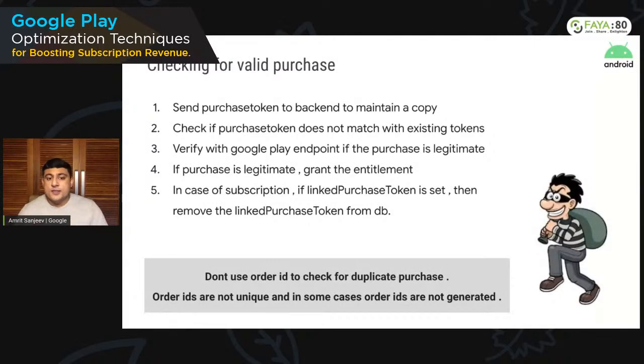Again, don't use order ID. That's another common mistake we see for checking duplicate purchases. Order IDs are not always generated. For example, if you're using a promo code, order IDs are not generated for promo codes. So you cannot dedupe different purchases based on order IDs. That is not unique, and it should not be used for verifying duplicate purchases.